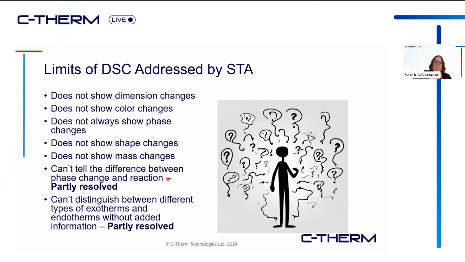What it does not have sensitivity to is reactions which are not associated with a mass gain or a mass loss. There are some organic reactions, for example, that are not associated with mass change, but the molecule structure itself changes, and STA would not be able to tell the difference between that sort of reaction and a phase change.